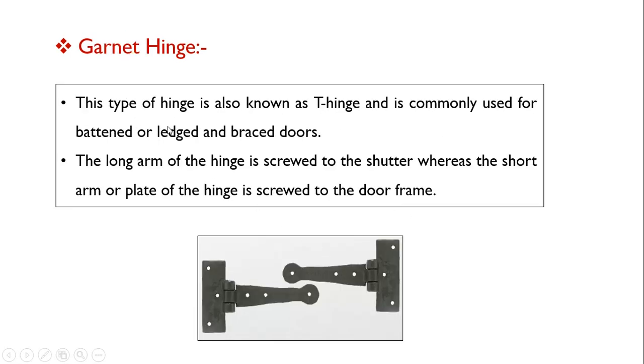Garnet hinge. This type of hinge also known as T hinge and is commonly used for batten or ledged and braced doors. For older doors, heavy doors, this type of hinge is used. That is garnet hinge or it is called as T hinge and it is having shape like alphabetical T. The long arm of the hinge is screwed to the shutter. So this arm is screwed to the shutter whereas the short arm or this plate of the hinge is screwed to the door frame. So this is called as garnet hinge.